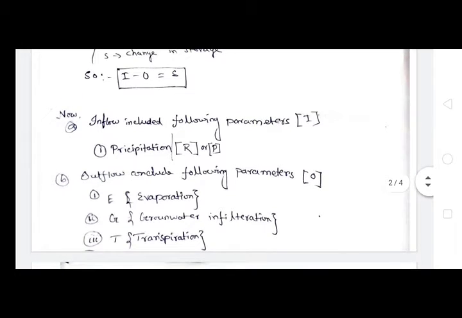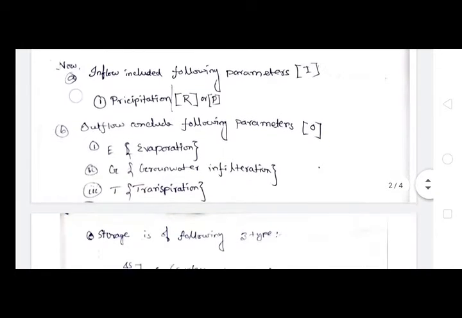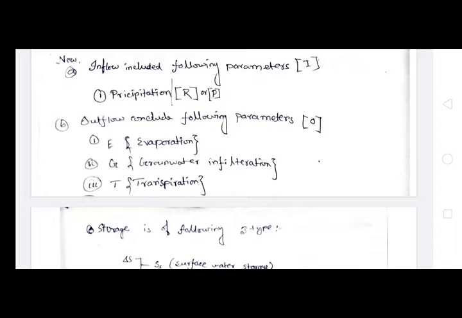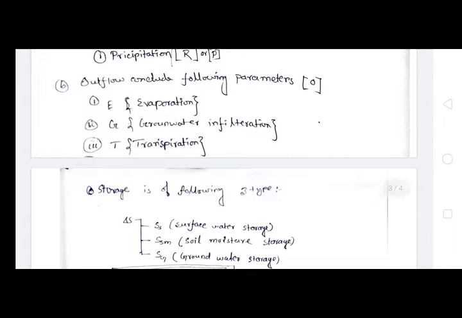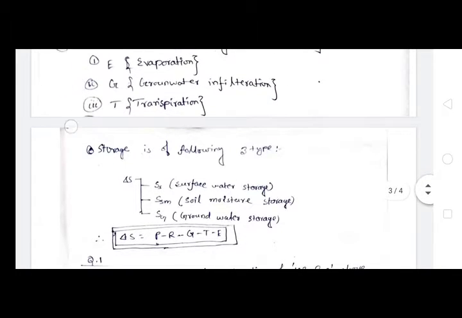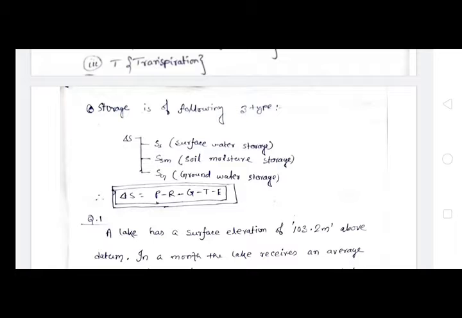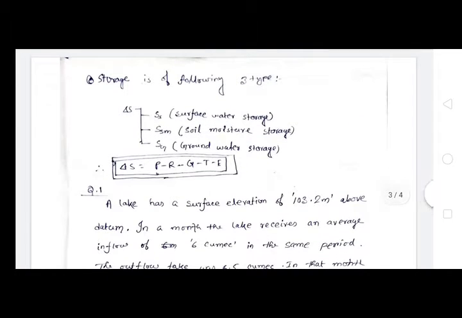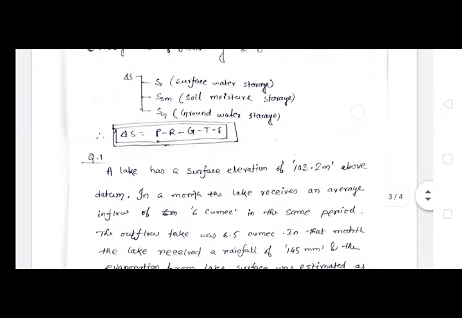So coming to the first point, inflow includes the following parameters, that is precipitation, which is represented as R or P. Outflow includes the following parameters: E, that is evaporation, groundwater infiltration, that is denoted by G, and T is equal to transpiration. Now storage is of three types: S suffix X, that is surface water storage, S suffix S, that is soil moisture storage, and Sg is equal to groundwater storage.